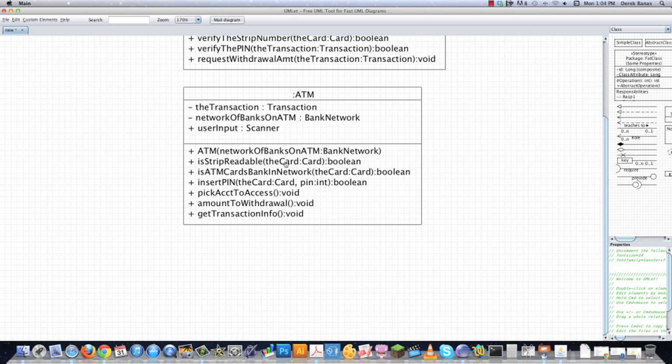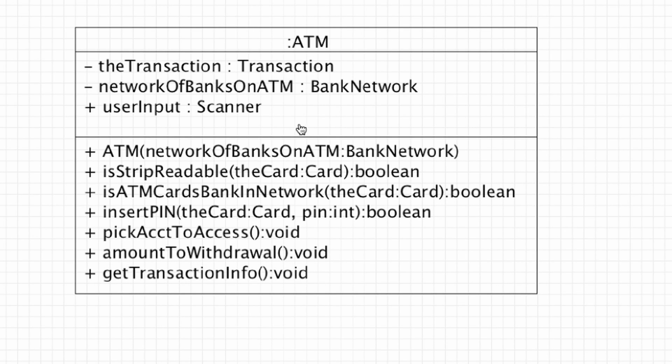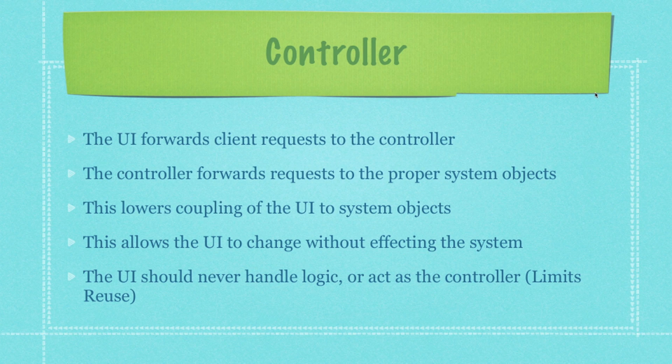And whenever you're creating systems using object-oriented design, you want to make sure you have a singular controller. And the main job of the controller is it's going to receive messages from the UI or the user interface, and it's going to forward those requests to the proper system objects. And this is going to lower coupling of the UI to those system objects. It's going to allow the UI to change dramatically or in any way without in any way affecting your overall system.